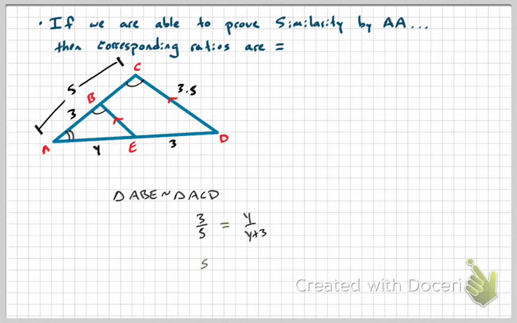So 5 times y is 5y. 3 times y plus 3 is 3y plus 9. Subtract the 3y from both sides. I get 2y equals 9. So y equals 4.5. Okay.